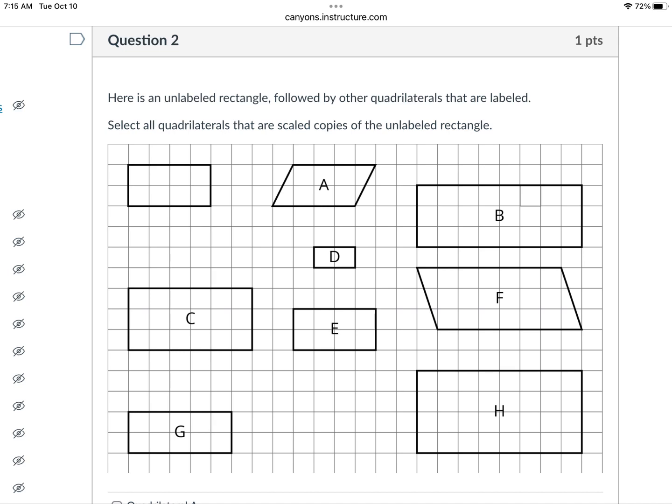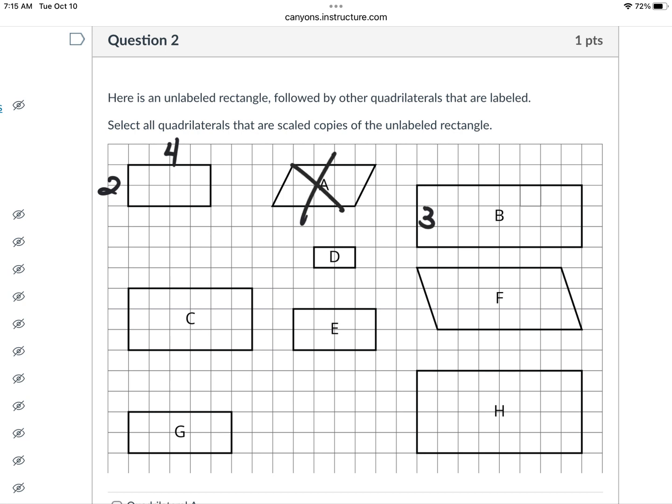All right, our number 2, it says, here's an unlabeled rectangle followed by other quadrilaterals that are labeled. Select all the quadrilaterals that are scale copies of the unlabeled rectangle. So, my unlabeled rectangle is 2 tall and 4 wide. So that means the width is twice as many as the height. Okay? A doesn't even look like it, so A is out.